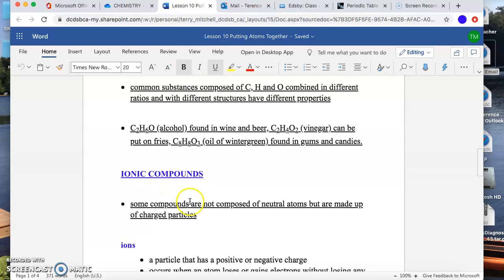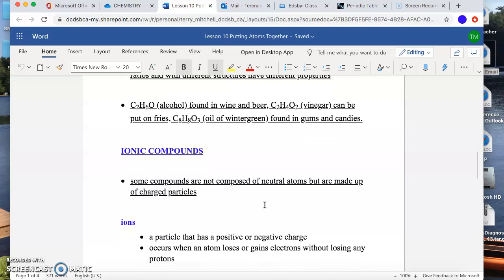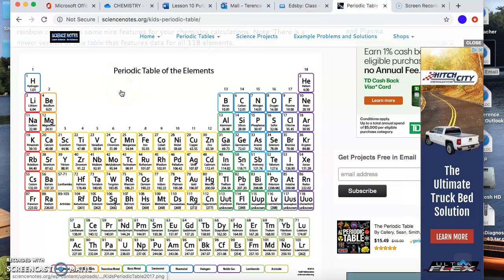Ionic compounds. So some compounds are not composed of neutral atoms, but made up of charged particles. So here's the scoop. We know that our alkali metals here have 1 valence electron, and it wants to lose that 1, so it'll have a full valence orbit. We know over here our halogens have 7 out of 8. It wants to gain 1. So what happens is this.